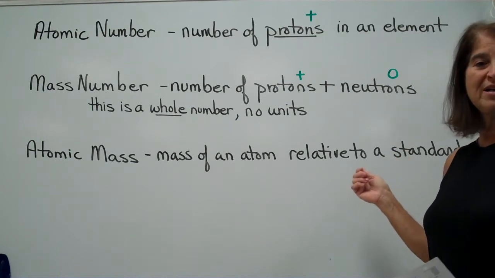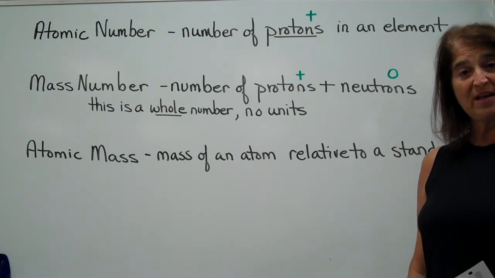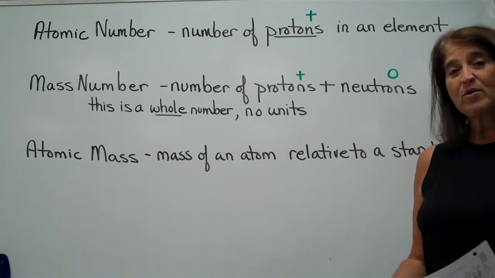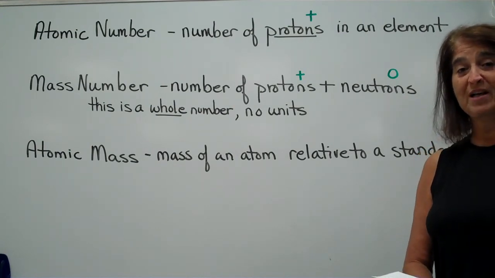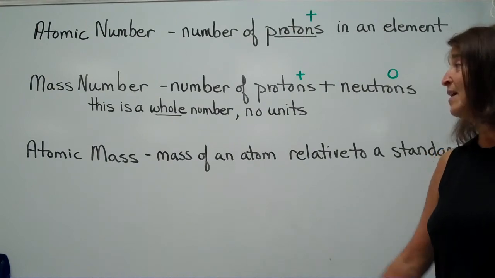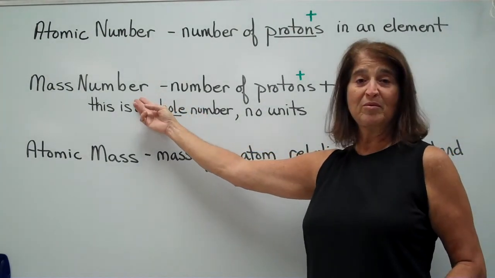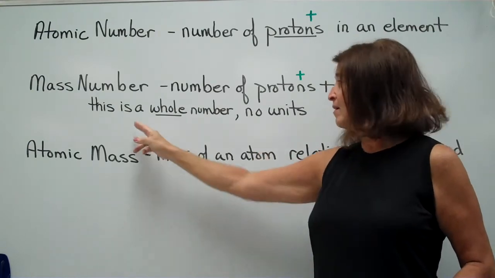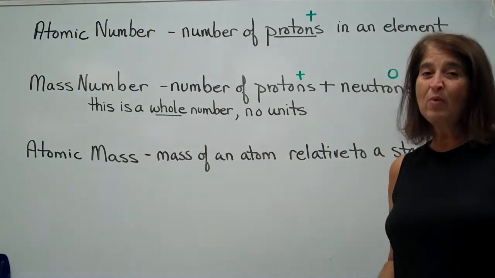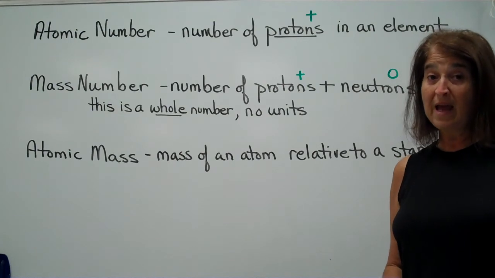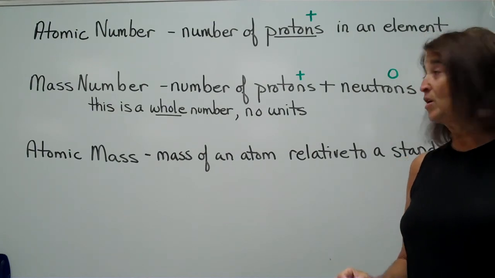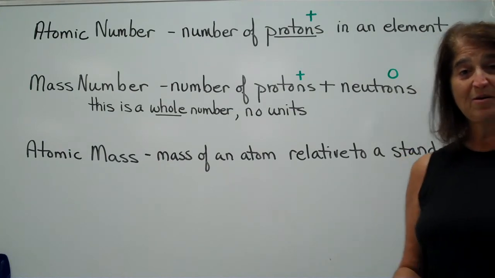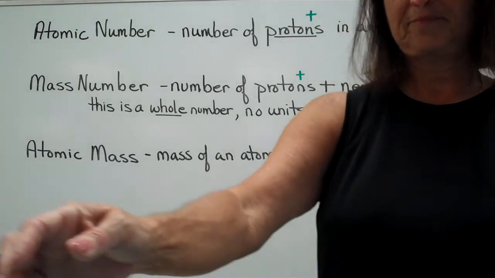So we have protons and neutrons in the nucleus. Now, if you're going to count the number of protons and neutrons in the nucleus, that would give you the mass number. Since you're counting objects, things, this number is always going to be a whole number, and it has no units. So looking at your periodic table, let's take a look.